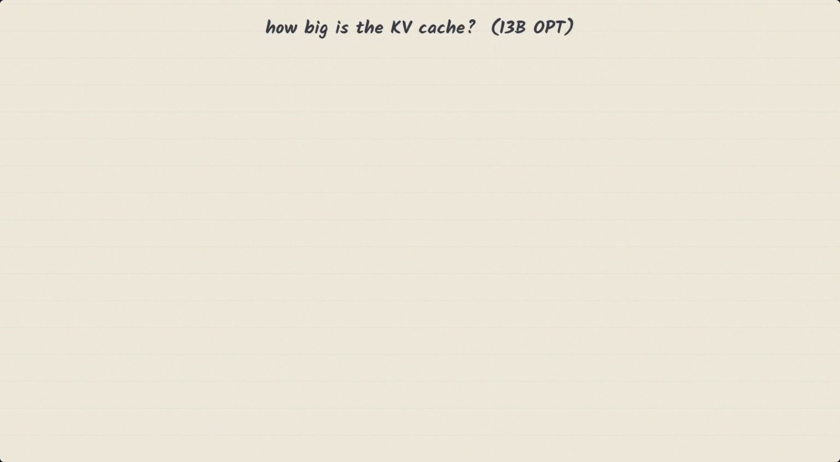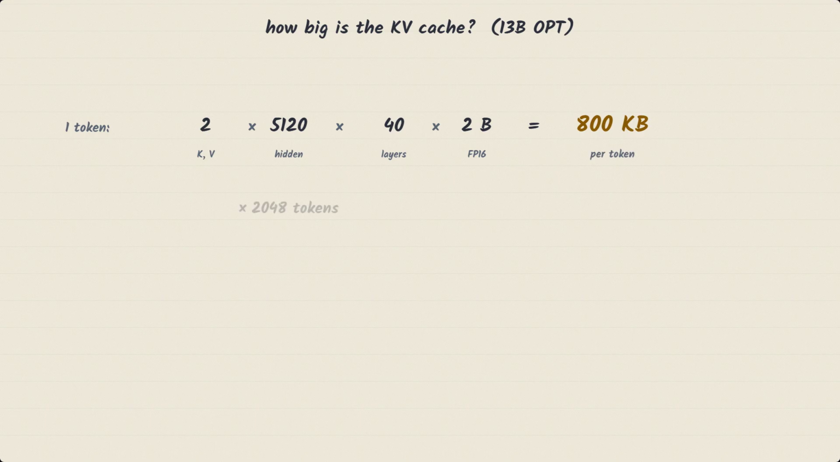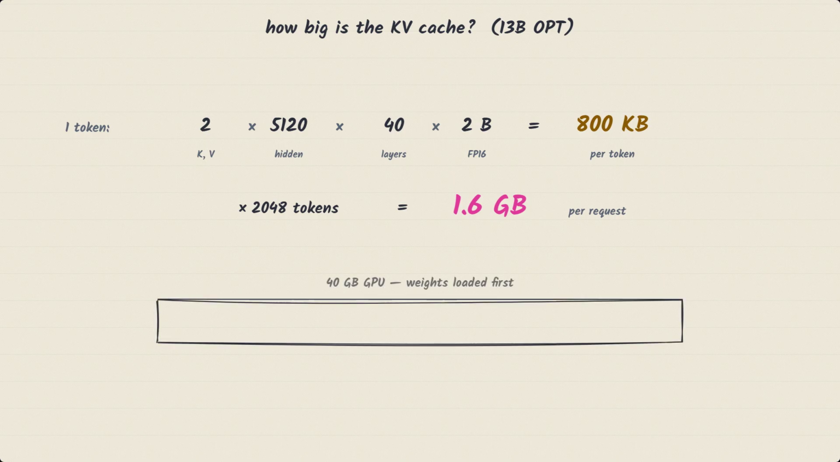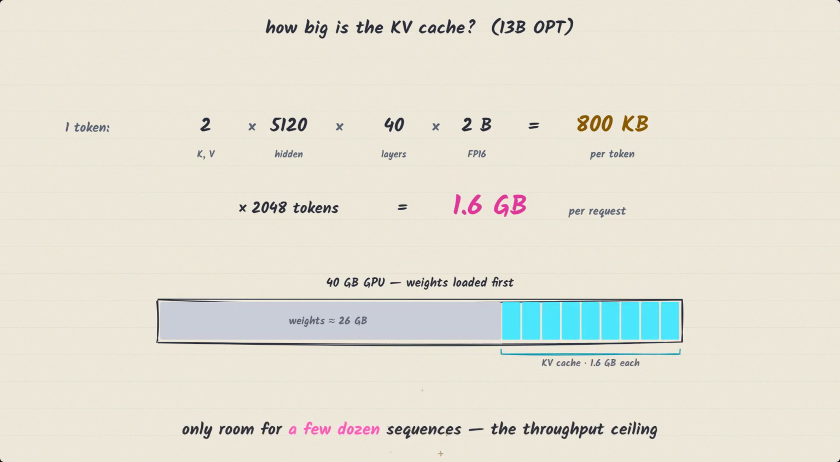And the KV cache is enormous. Work it out for a 13 billion parameter OPT model. One token's KV cache is 2, for key and value, times the hidden size 5120, times 40 layers, times 2 bytes for FP16. That's 800 kilobytes. For a single token. A 2048 token sequence needs 1.6 gigabytes of KV cache all by itself. On a 40 gigabyte GPU, once the weights are loaded, you have room for only a few dozen sequences at once. That ceiling on concurrent sequences is your throughput ceiling.